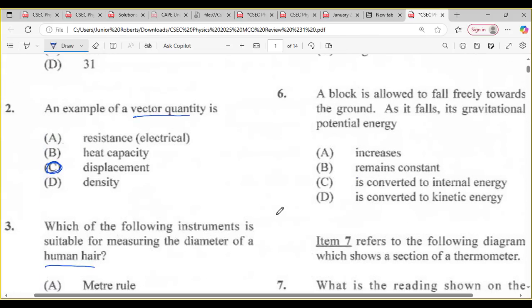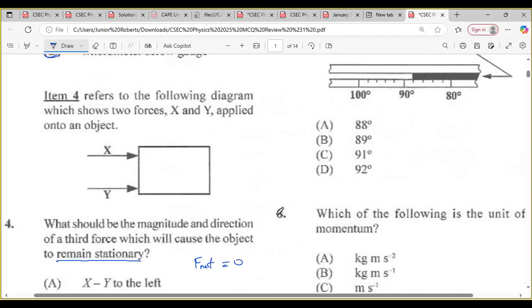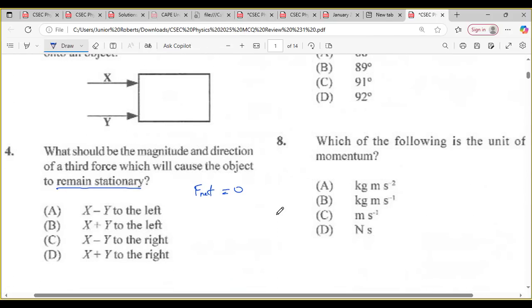Number 2 will be C. Okay, sir. So if the object is stationary, the net force must equal 0. If we have these two forces X and Y applied to the right, in order for us to have a net force of 0, we must have a force acting in the opposite direction. So let's just indicate that. This third force must be acting in the opposite direction, which would be to the left. So our answer could be A or B.